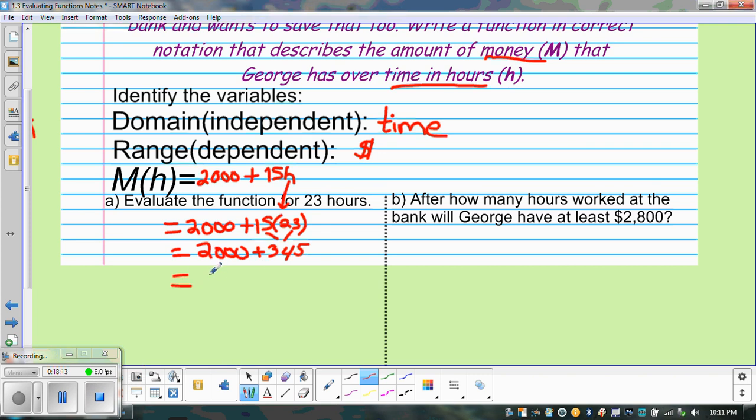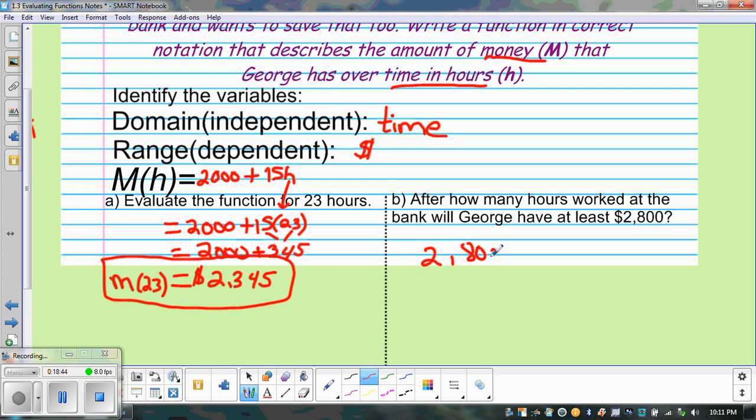Final step, we're going to sit here and add the 2,000 plus the 345. And we will find that the money after 23 hours, which is M of 23, is equal to $2,345. So take a moment, make sure you have all the work to support that answer. The next question is, how many hours must he work to have 2,800? Well, that means I want his money, the 2,800, to be what he has.